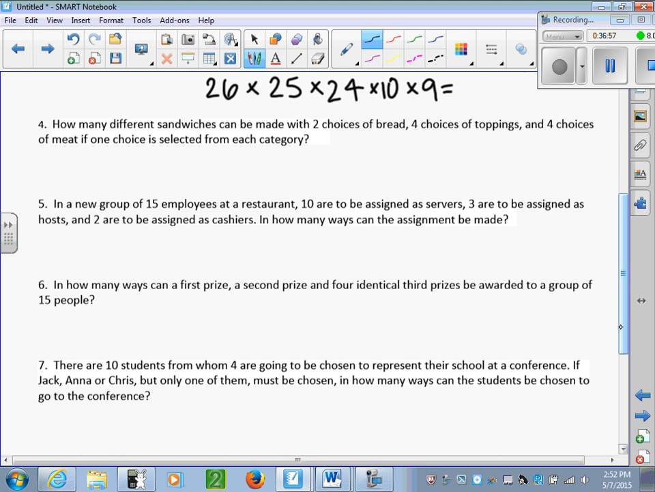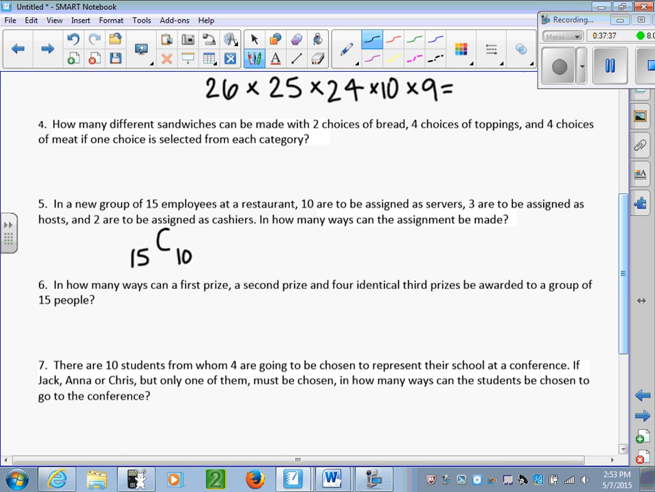Alright, so let's talk about this one. In a new group of 15 employees at a restaurant, 10 are to be assigned as servers, 3 are to be assigned as hosts, and 2 are to be assigned as cashiers. How many different ways can this assignment be made? Well, when I'm first starting out, I'm going to first choose my servers. So I have 15. I don't care what order they're in. They're all going to be servers. So the first 10 I choose are all servers. So it doesn't matter what order they go in. They're all going to do the same job. So 15, choose 10. Okay, it's a combination.